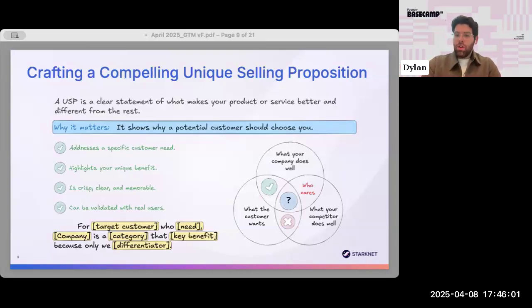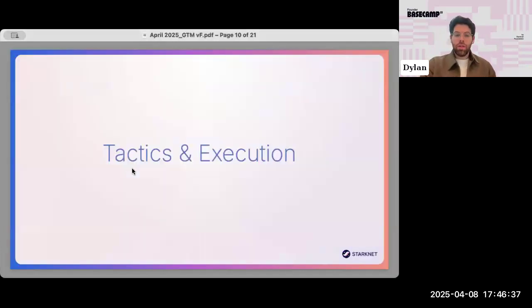So I put a little formula that you can use for your own project. It's for target customers who need something. Your company is a category that with a key benefit. And the focus here is because you have a differentiator. You need to really understand real value that comes from identifying a meaningful difference that matters to your specific audience. And I think a powerful USP solves a specific problem in a distinctly different way. It's not marginally better, but it's meaningfully different in execution and approach.